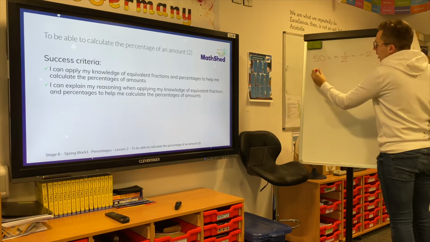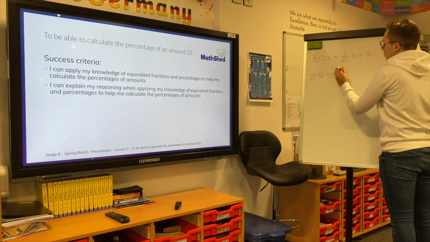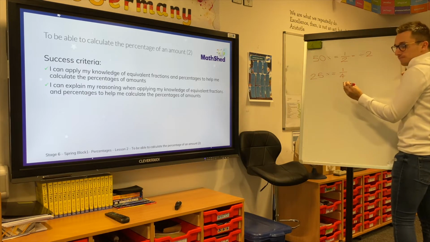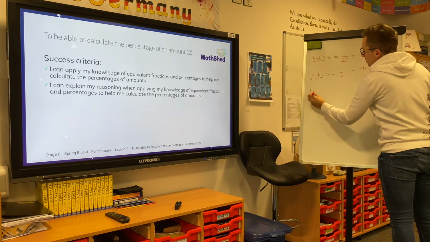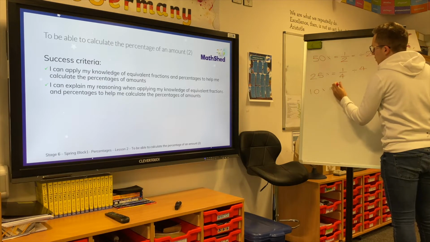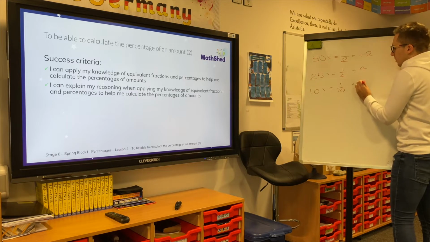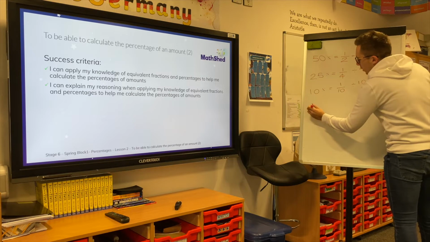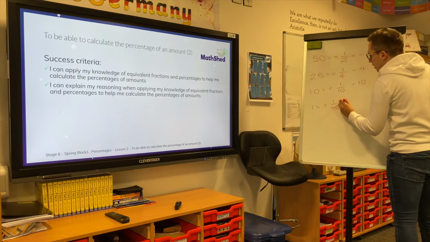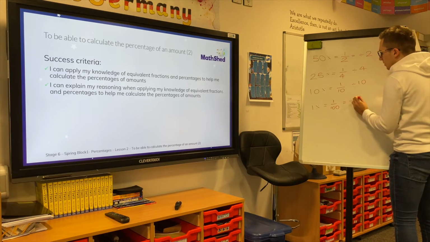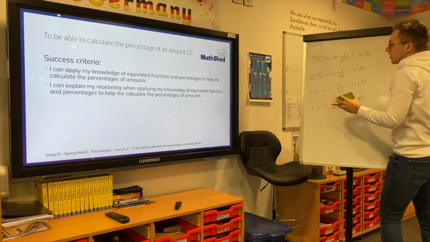2. When we find 25%, we know that is the same as a quarter, so we divide by 4. 10% we know is the same as a tenth, so to find that we would divide by 10, and 1% is the same as 1 over 100, so to find that we divide by 100.